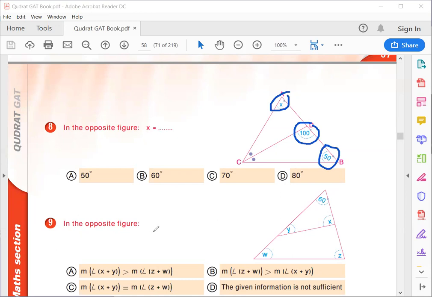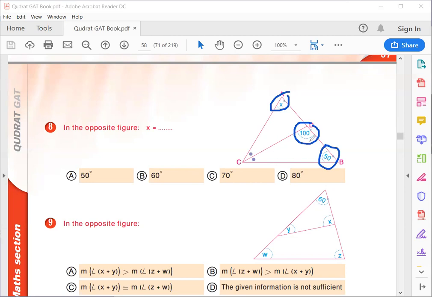Because I know a triangle, the sum of angles of a triangle, how much? Can you tell me? Yes, 180. Right, Al-Mahir, thank you. So, 180.